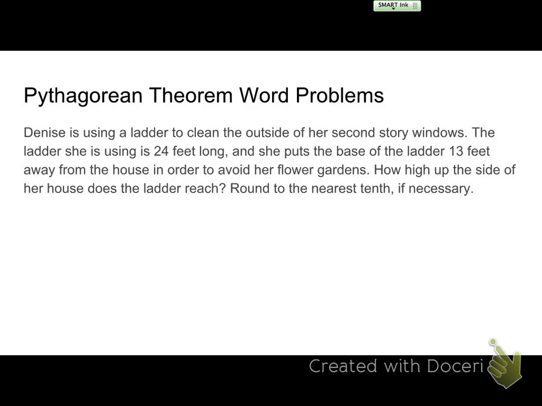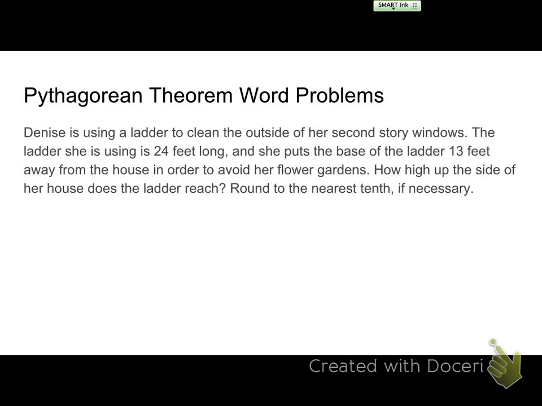Okay, so we have Denise, who is using a ladder to clean the outside of her second-story windows. The ladder she is using is 24 feet long, and she puts the base of the ladder 13 feet away from the house in order to avoid her flower gardens. How high up the side of her house does the ladder reach? Round to the nearest tenth if necessary.